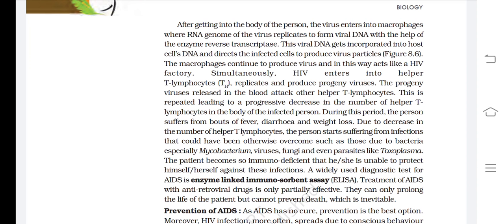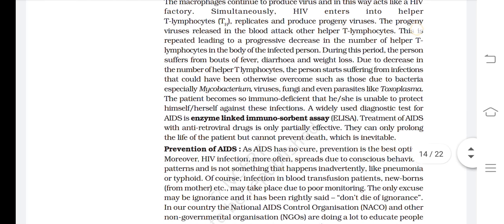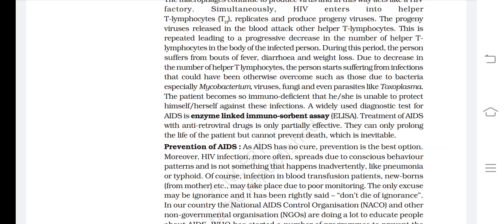Simultaneously, HIV enters into helper T lymphocytes or Th, replicates and produces progeny viruses. The progeny viruses released in the blood attack other helper T lymphocytes. This is repeated, leading to a progressive decrease in the number of helper T lymphocytes in the body of the infected person. During this period, the person suffers from bouts of fever, diarrhea, and weight loss.